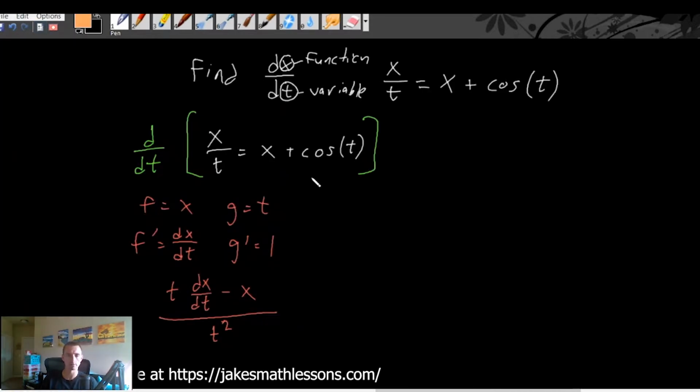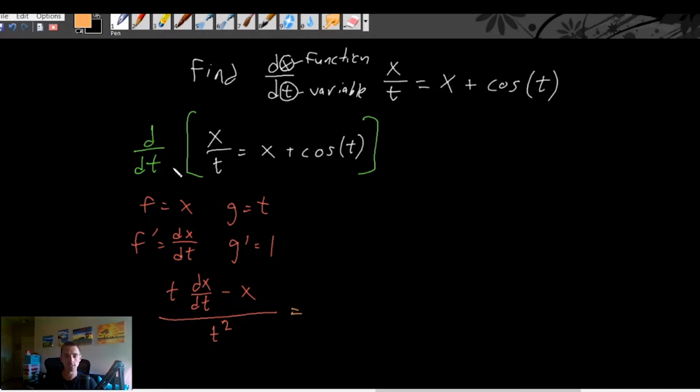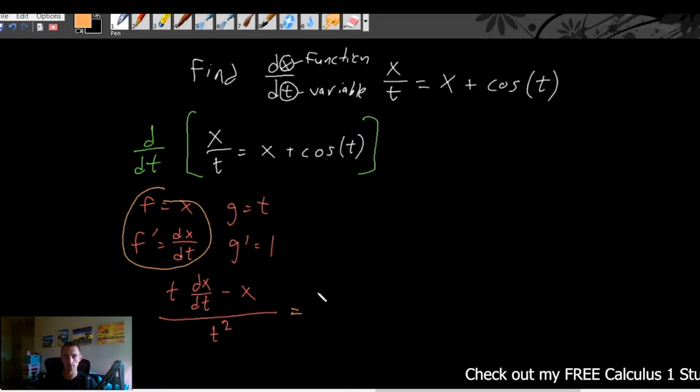Now for the right side of our equation, we need to take the derivative of x. Again, we need to take the derivative of x with respect to t. t is our variable, x is a function. Just like we said here, the derivative of x with respect to t is dx dt. So x is going to become dx dt.